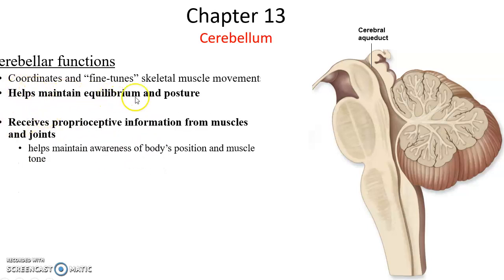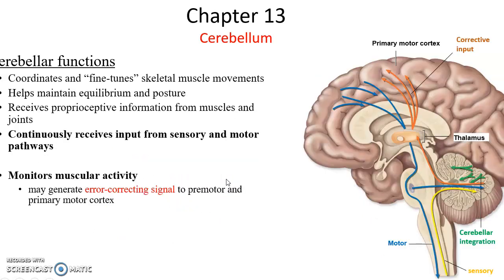The cerebellum also helps maintain equilibrium and posture, so it helps control skeletal muscles in an involuntary manner. So we're not consciously aware of the muscles in our back that are contracting for our posture, but they are occurring. The cerebellum also receives proprioceptive information about the stretch and location of muscles and joints, and this gives us an overall unconscious awareness of the body's position and the tone of the muscles.